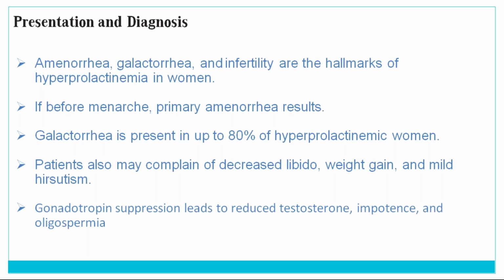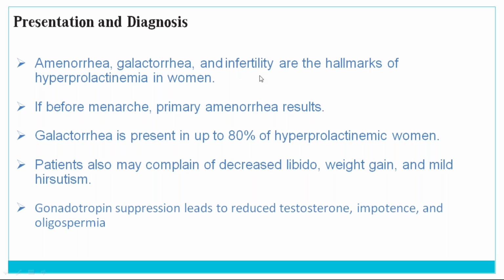So how will the patients come to you? Due to increased prolactin levels, what will happen? The common thing you know, even without reading, is that galactorrhea will be there. There will be production of milk. Okay, and there will be amenorrhea. Due to increased prolactin levels, amenorrhea will be there, and there is infertility.